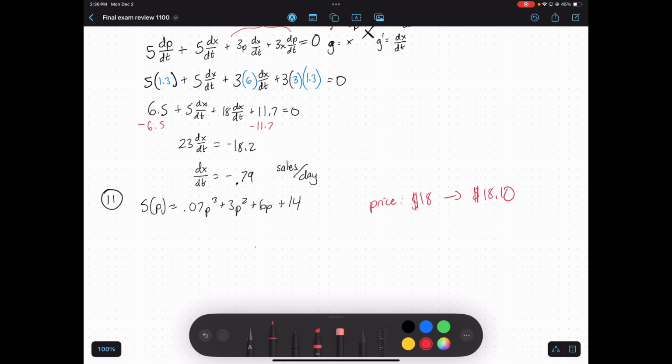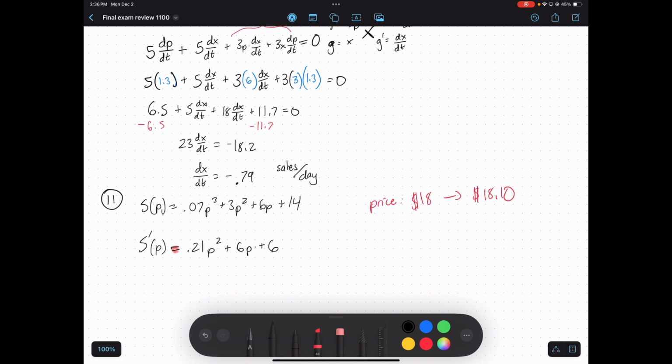What does that mean I'm going to have to do? What's a great way to start this? Take the derivative, right? If I'm using the derivative to help me out, I should probably take the derivative. Okay, what's my derivative? 0.21P squared plus 6P plus 6. Here's my derivative.